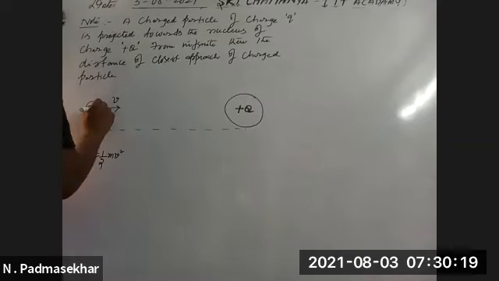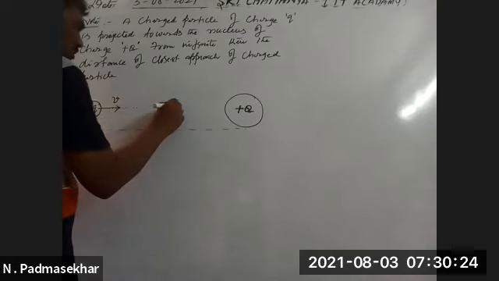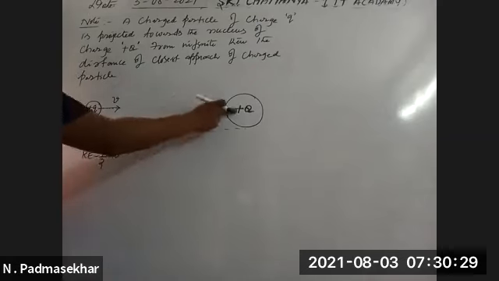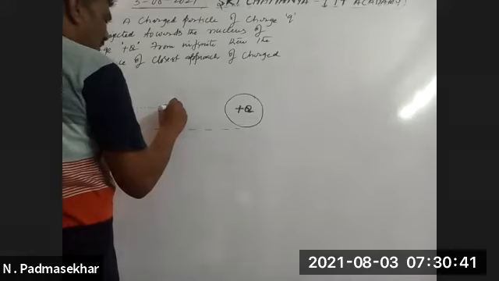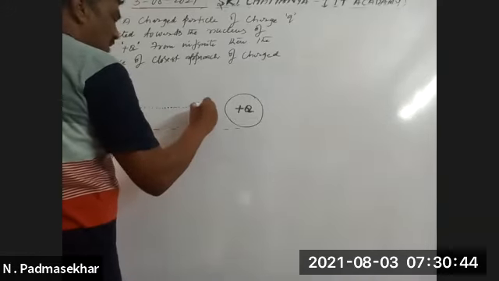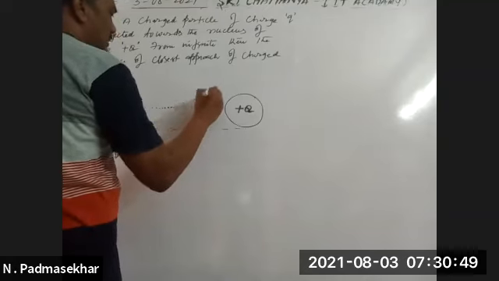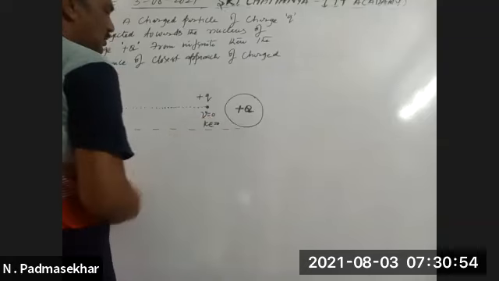Now it is projected like this, and it comes closer and closer. The velocity gradually decreases because of the repulsion force between the two charged particles, plus Q and plus Q. Suppose at this position the velocity is equal to 0 and the kinetic energy is equal to 0.